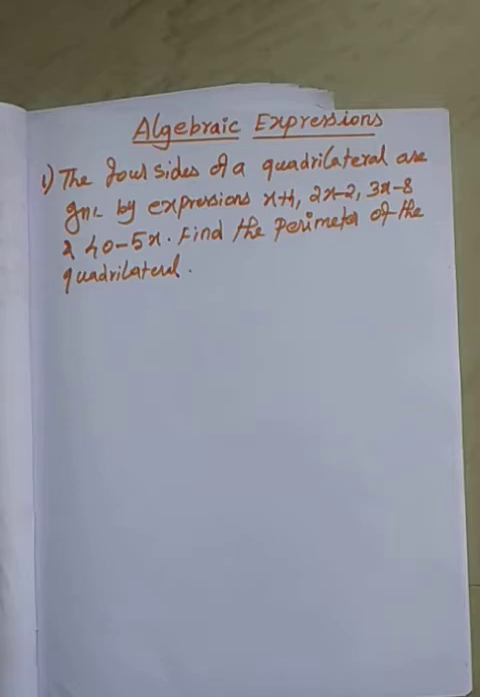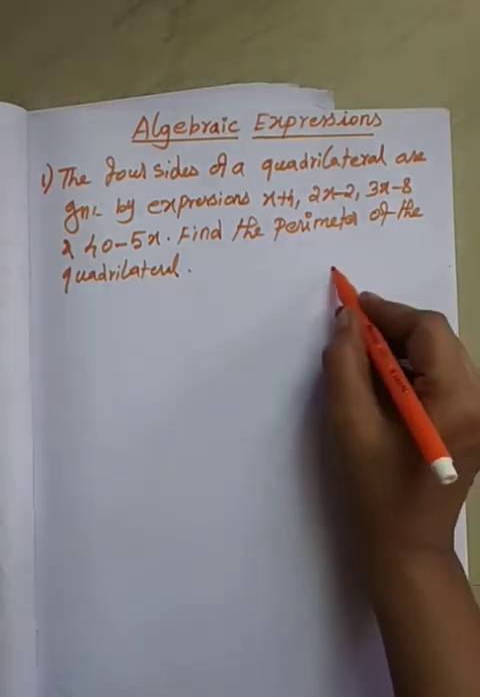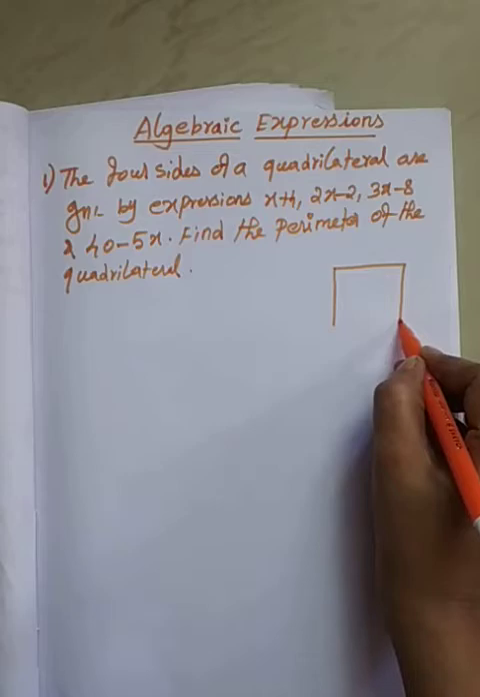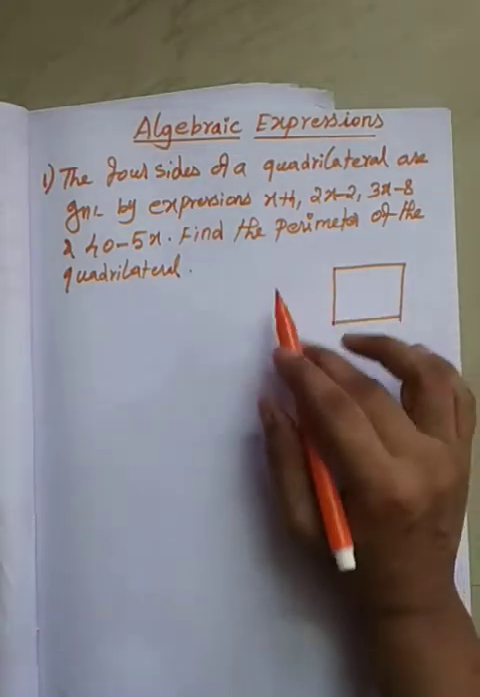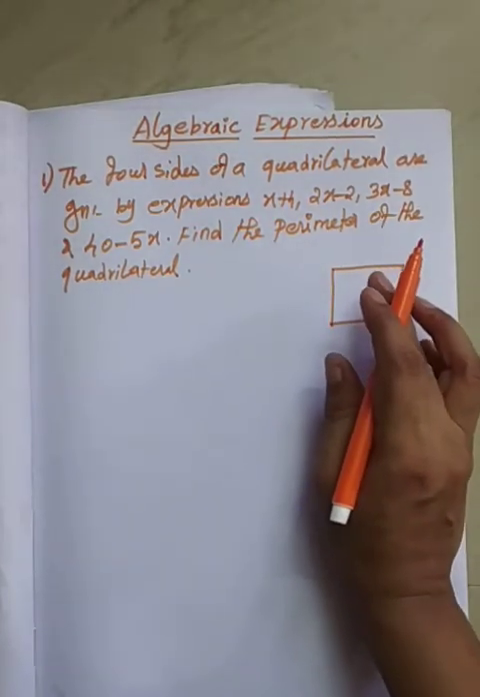See, what is your question? The four sides of a quadrilateral are given by expressions. The four expressions are given. Now you have to find the perimeter of the quadrilateral. Now you have to draw the quadrilateral, that means the diagram.